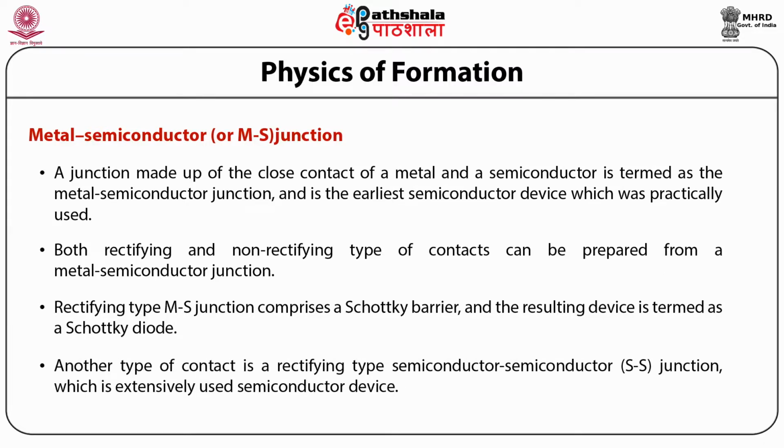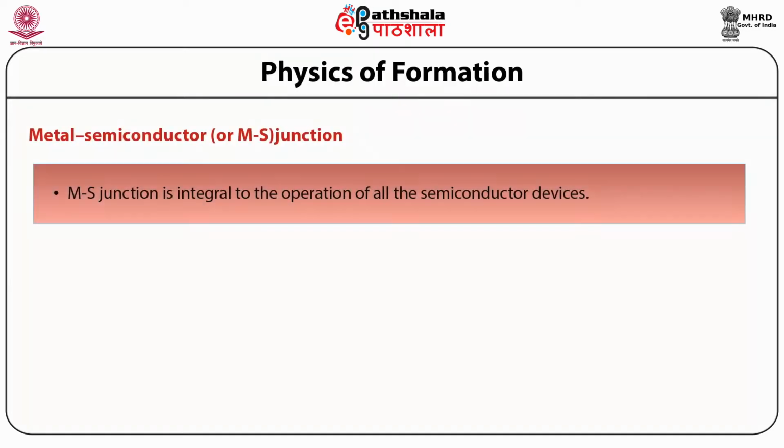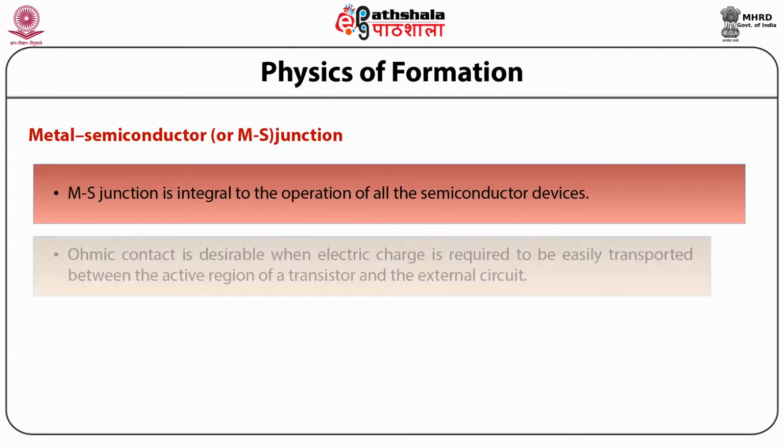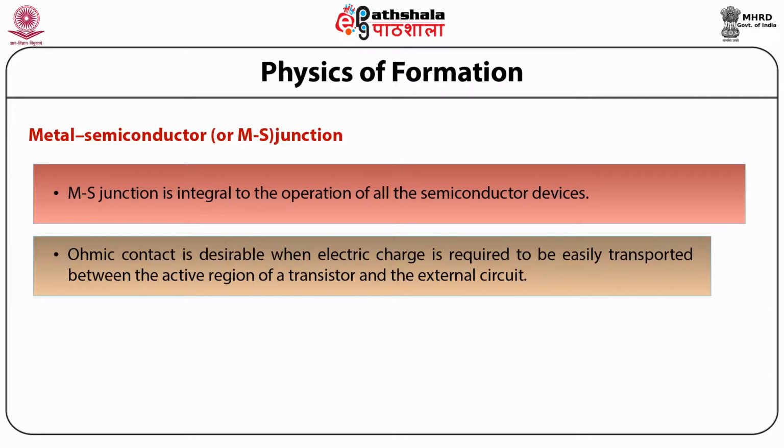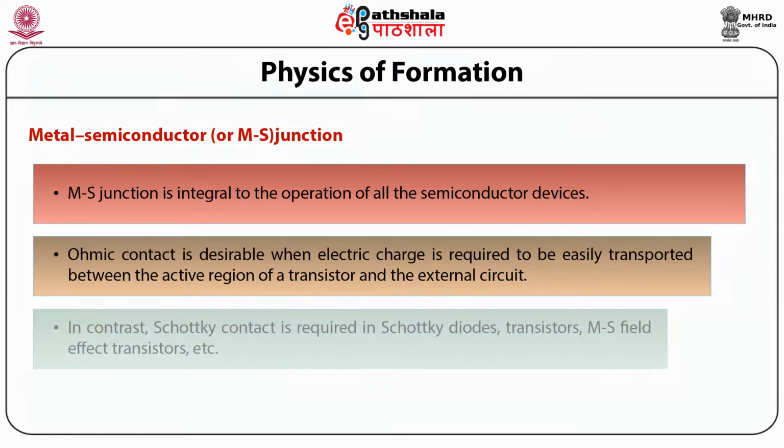Another type of contact is a rectifying type semiconductor junction, that is SS junction, which is an extensively used semiconductor device. It is also termed a PN junction. MS junction is integral to the operation of all semiconductor devices. Ohmic contact is desirable when electrical charge is required to be easily transported between the active region of a transistor and the external circuit. In contrast, the Schottky contact is required in Schottky diodes, transistors, MS field effect transistors, etc.